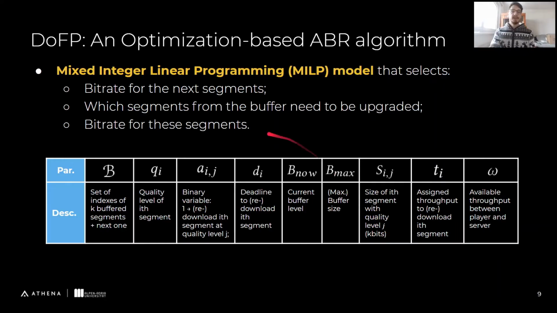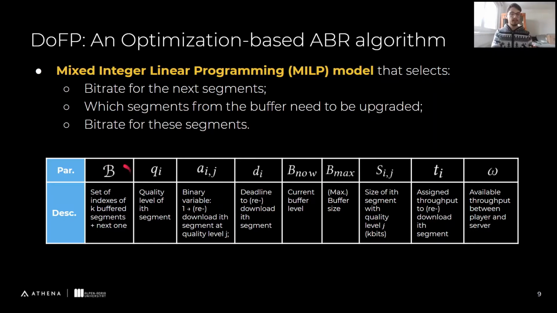Now the proposed method. Our mixed integer linear programming model, DOFP, selects the bitrate for the next segment, but also which segments from the buffer need to be upgraded and the bitrate for those segments. So how much are we upgrading these segments?